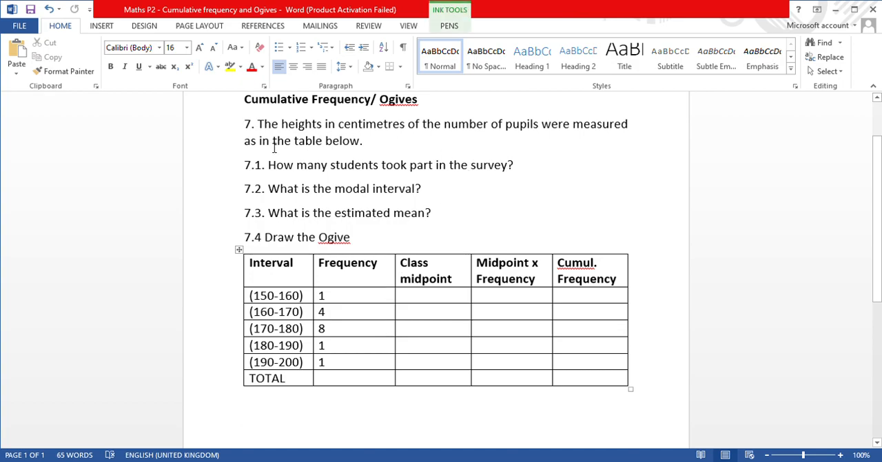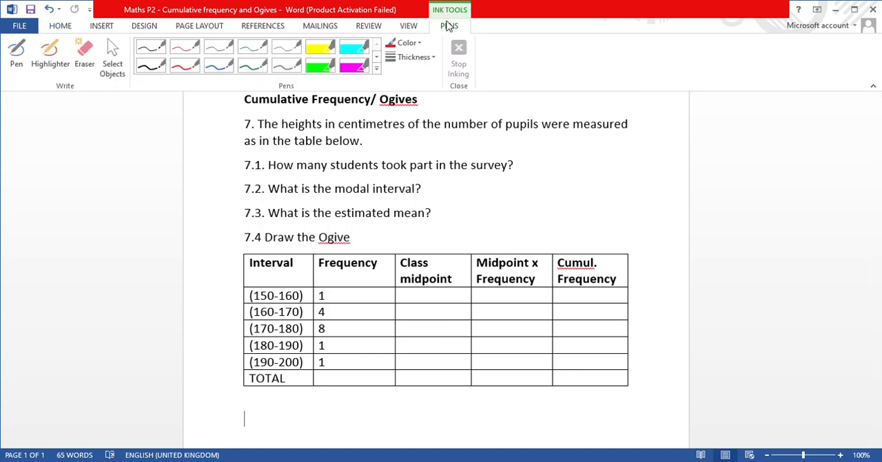Okay, the question says the height in centimeters of the number of pupils are measured as in the table below. The first question is 7.1. How many students took part in the survey? So this is basically asking us to calculate the sample size. That's how many students took part in the survey.